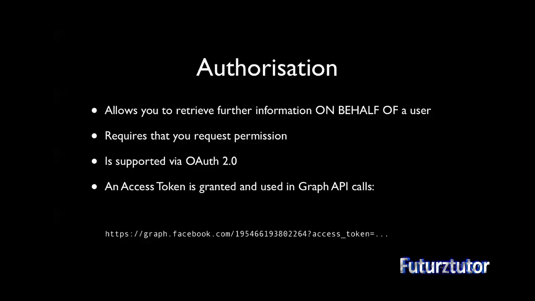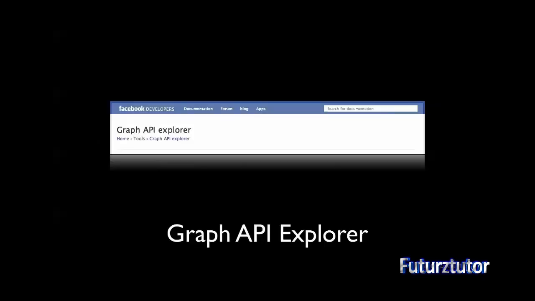The authorization process will result in the granting of an access token, which is then used to make Graph API calls from within the application. We'll be covering the process of authorization and how to go about requesting permissions, etc. at a later point. Let's first take a look at the Graph API Explorer, which is a tool provided by Facebook that allows you to make Graph API calls and to see the sort of results you'll get.